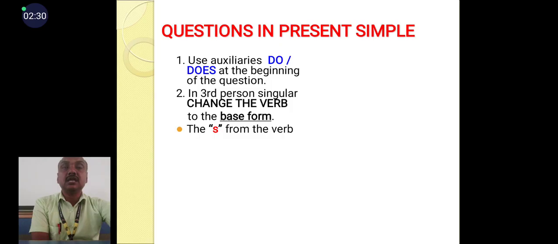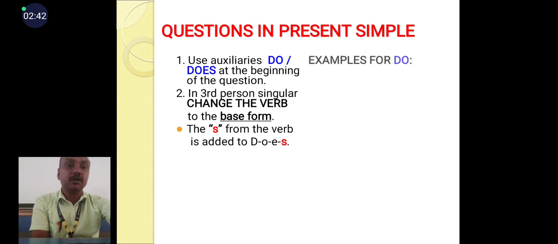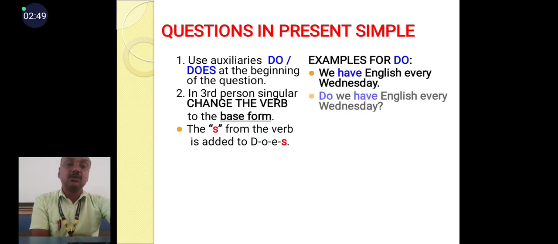If the subject is a third person singular, we usually add an s with the base verb, right? So that's why the auxiliary verb will become does. Usually the auxiliary verb will be do for present simple. If the subject is third person singular, we add s with the do. So it becomes does.